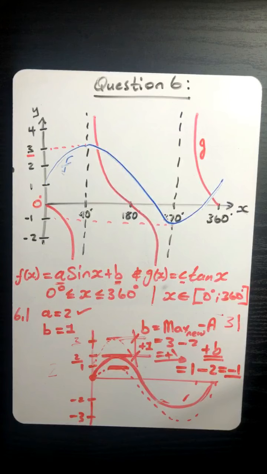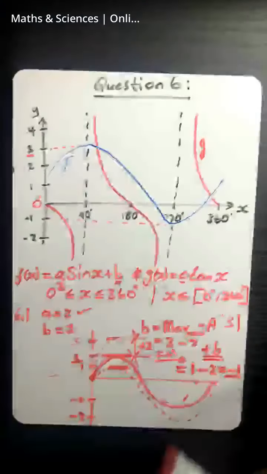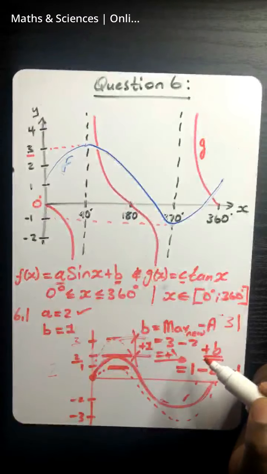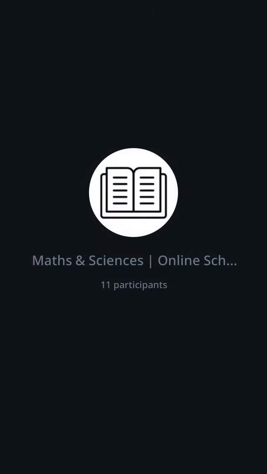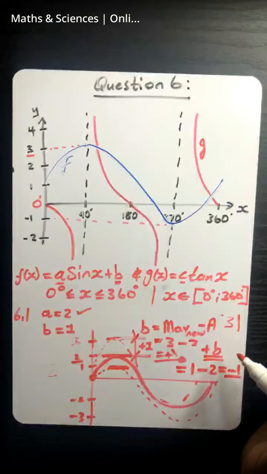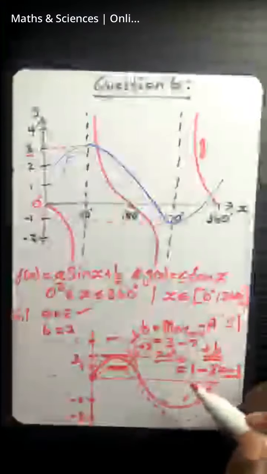Sir, how did you get the new maximum? How did I get the new maximum value? Maybe because I did 2 maximum values, I'm not sure on which one. The one that is 3, sir. Oh, this one that is 3.